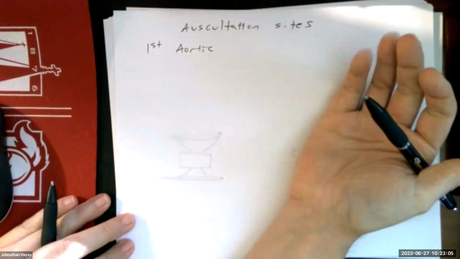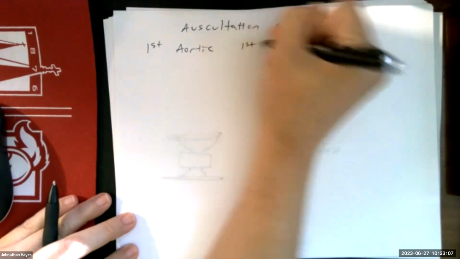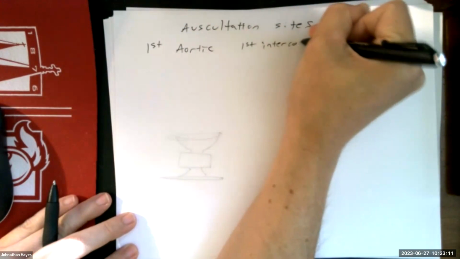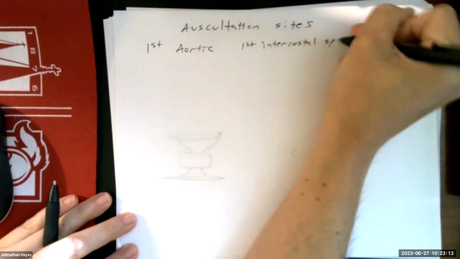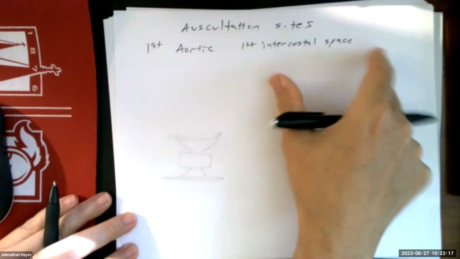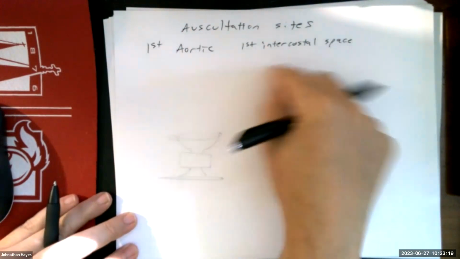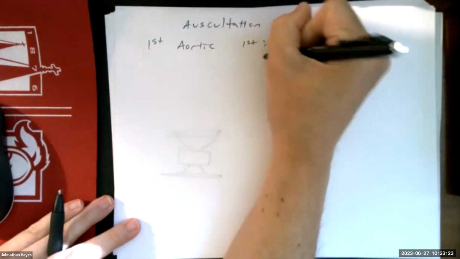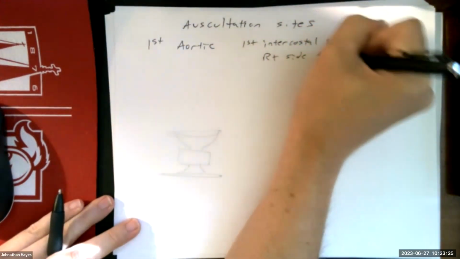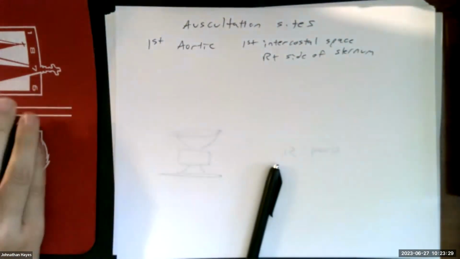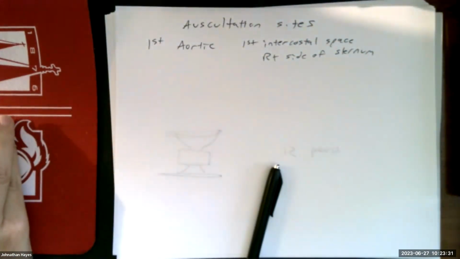representative of the aortic valve, and it's going to be the first, I'll write it out this time and then I'll abbreviate, intercostal space. So the first rib, or first space between ribs. So this would be between rib 1 and rib 2. That's the first place I can have an intercostal space. So the first intercostal space, right side of sternum. Okay, so if we go back to that picture, that's where that little dot should be.